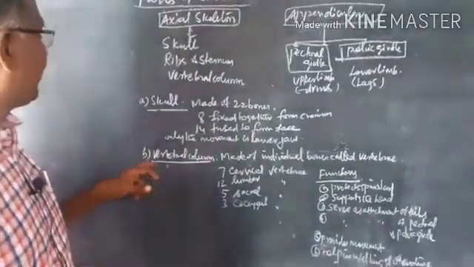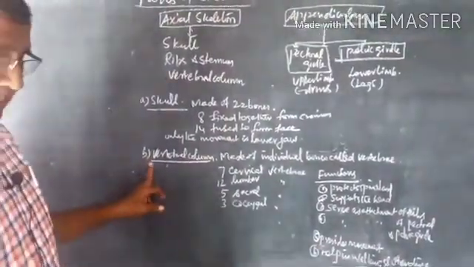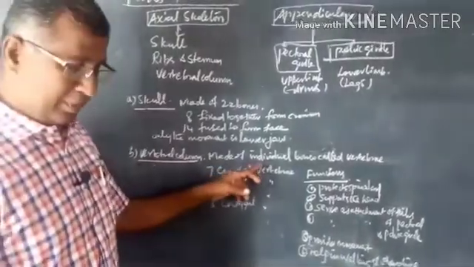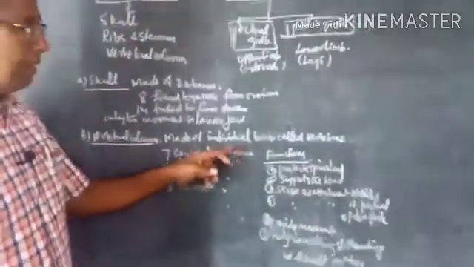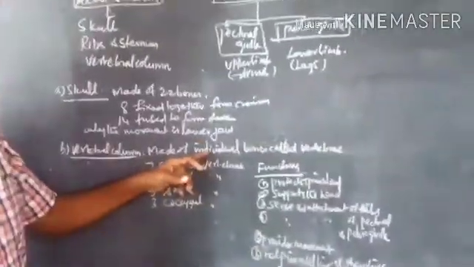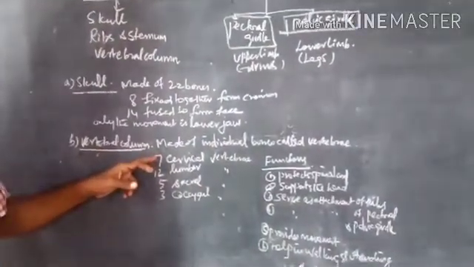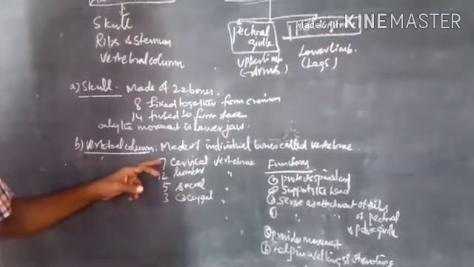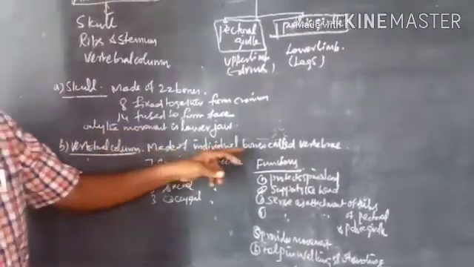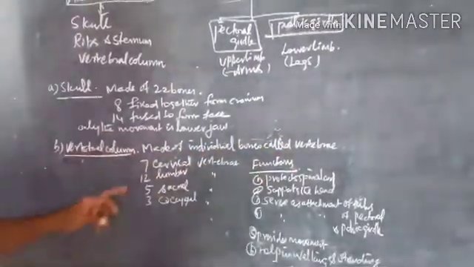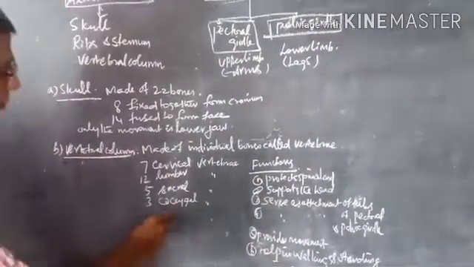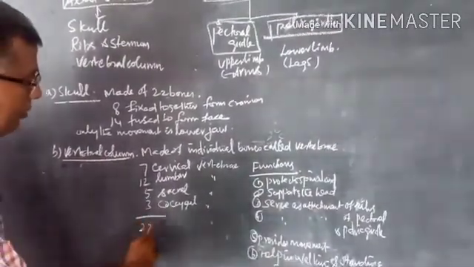Second one is the vertebral column. The vertebral column running at the back of the body is also called the spine and backbone. It is in the trunk region and supports the upper part of the body. The vertebral column is made up of individual bones called vertebrae. So this is made up of 27 bones.